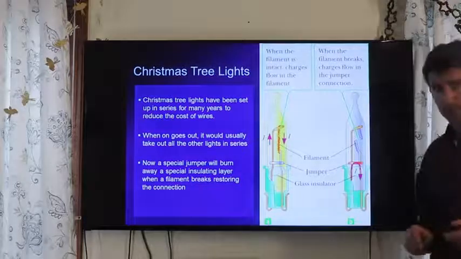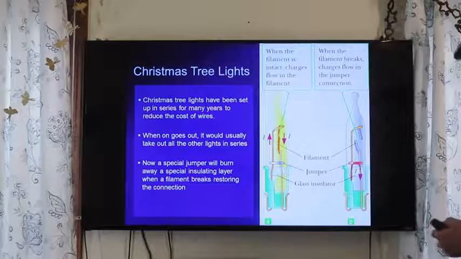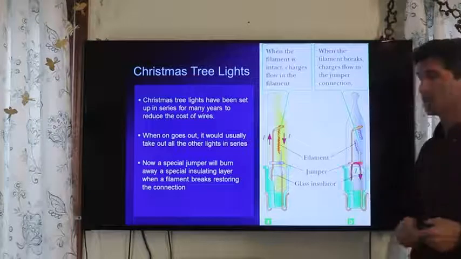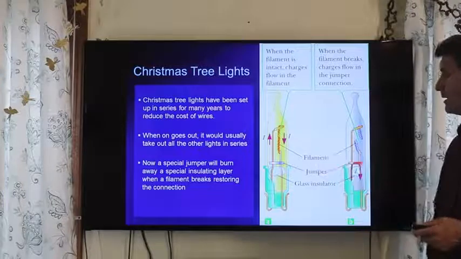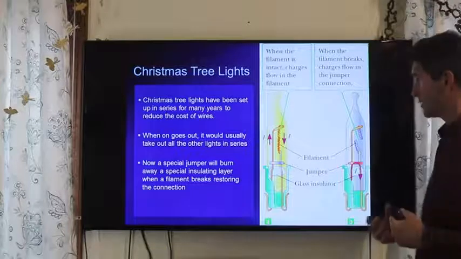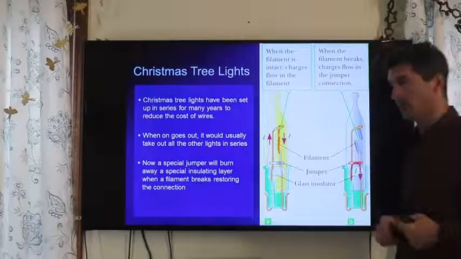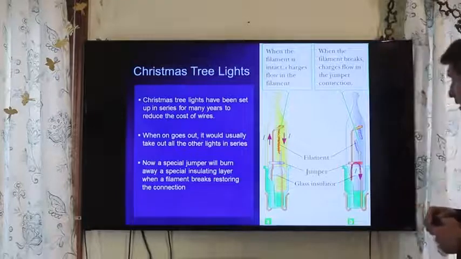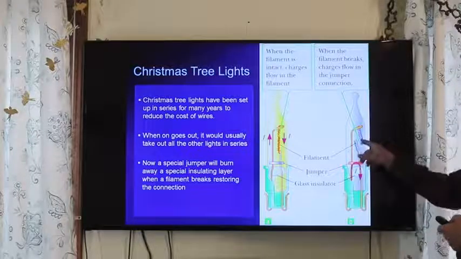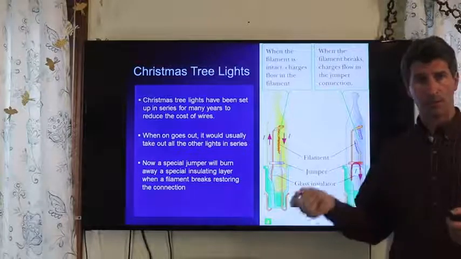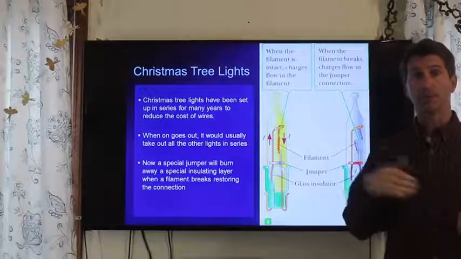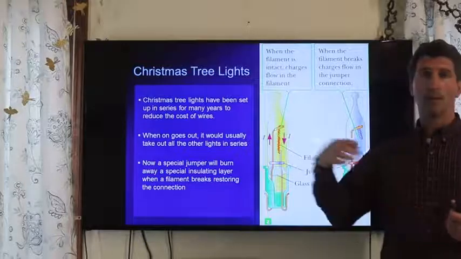Here's a good example of resistors in series. Most Christmas lights are now LED lights. The old incandescent bulbs, however, were all in series. So if the filament would kick out on one of these bulbs, if it would break, you would then have a problem where the current could no longer flow, because the current that goes through the first one goes through the second one, all the way to the 100th bulb.